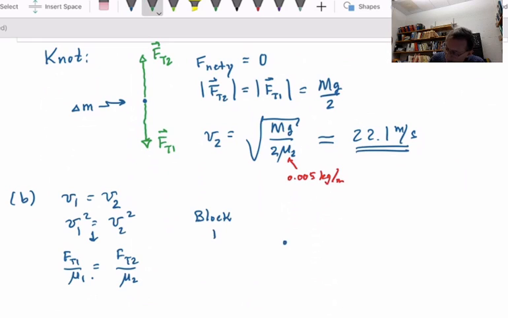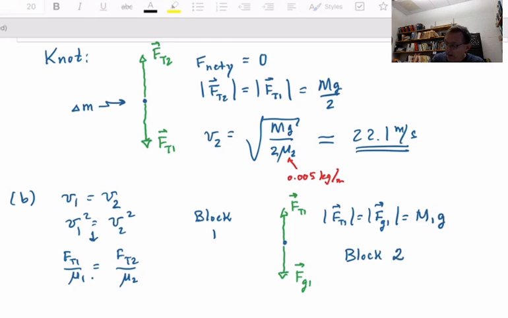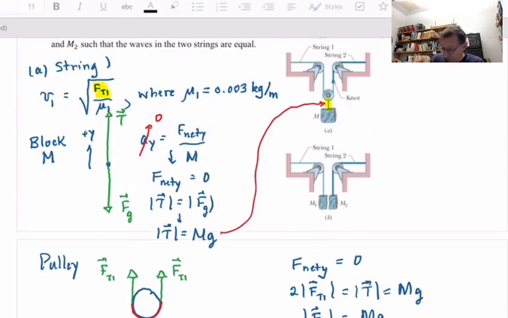Block 1 has a gravitational force, Fg1, because it's from that part that is mass m1, and an upward force from the tension, Ft1, and those are the only two forces, and they balance. So the magnitude of Ft1 equals the magnitude of Fg1 equals m1 times g. And you can come to the same conclusion for block 2, right? Block 2 is string 2, I should say.